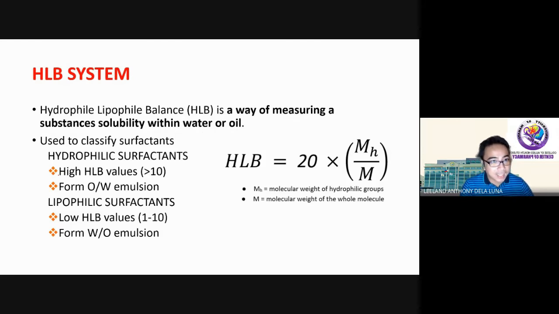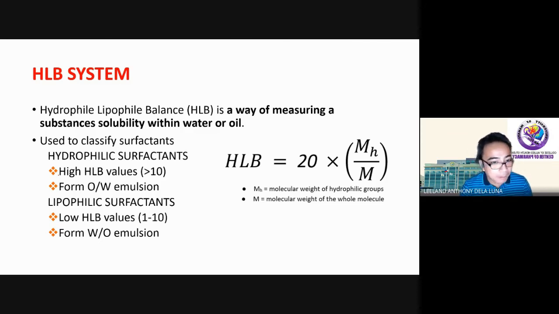And the way we assess class, the property or the capacity of a surfactant is with the use of the HLB system. HLB system class refers to the hydrophile-lipophile balance. It's a way of measuring substance solubility within water or oil. So using the HLB system class, pwede kong malaman kung saan bagay ang aking surfactant. Bagay ba siyang gamitin for oil in water emulsions? Or mas bagay siyang gamitin for water in oil emulsions? How do I know this?